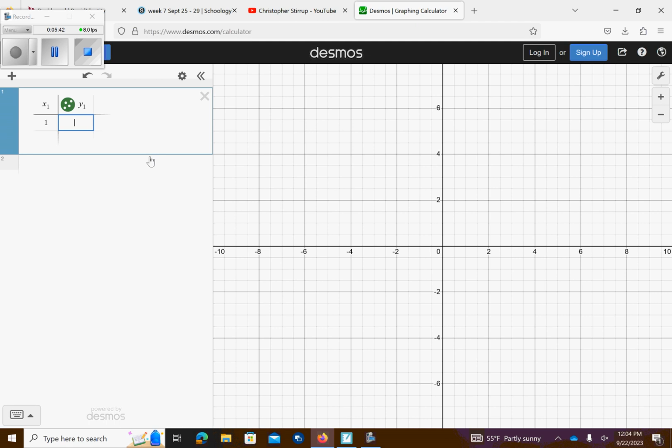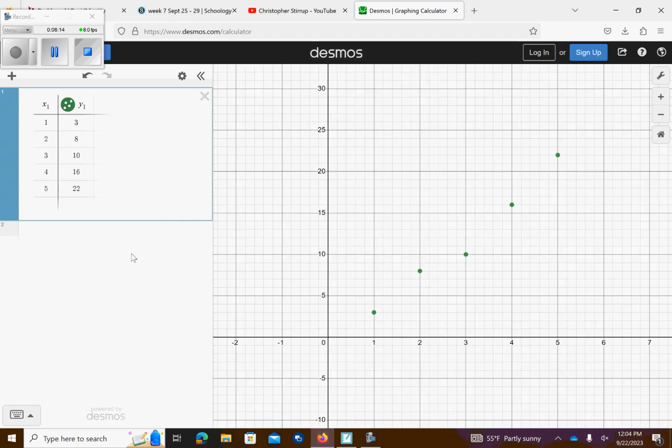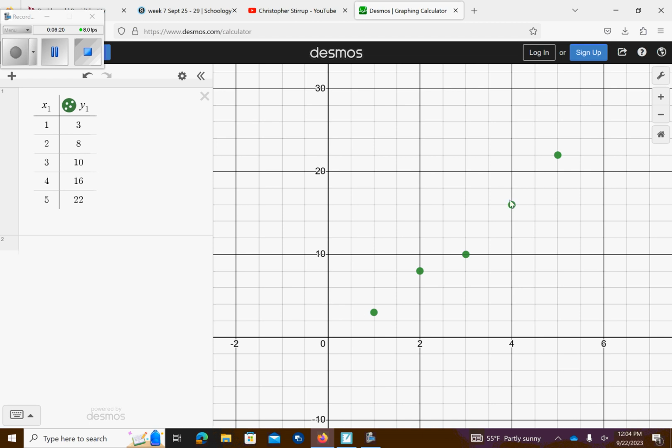So let's say I have 1, 3, 2, 8, 3, 10, and I'm just making this data up. 4, 16, 5, and 22. If you hit the plus button, it's going to look like this. Let me make the points a little darker. See how this falls in a line?